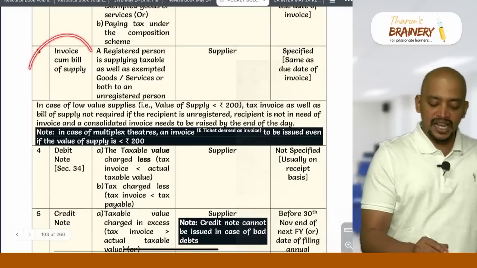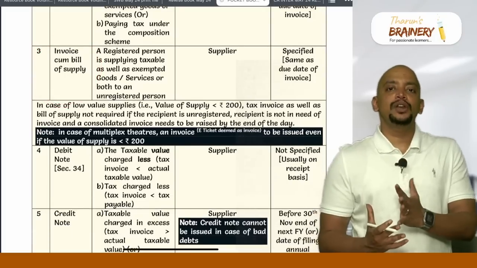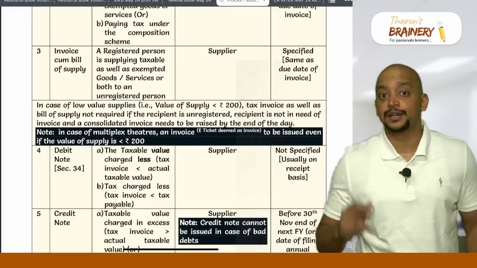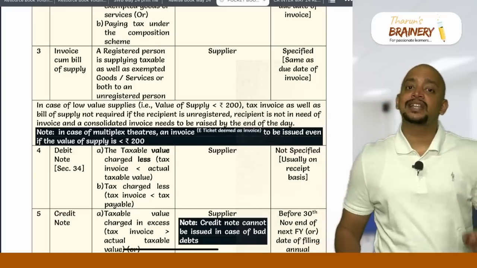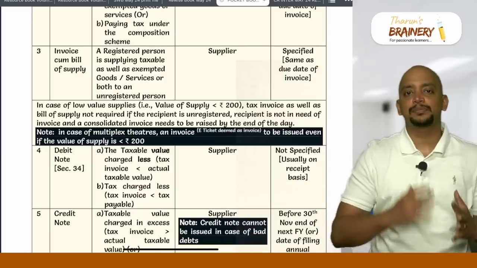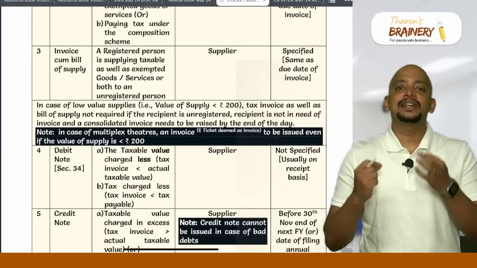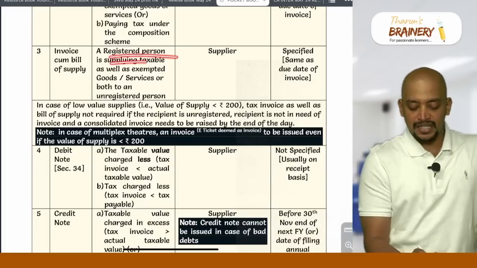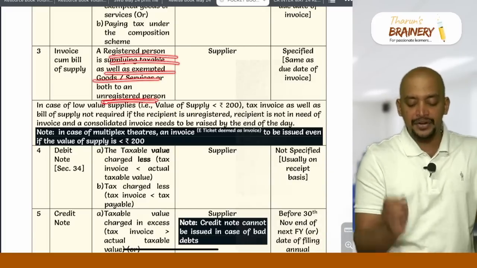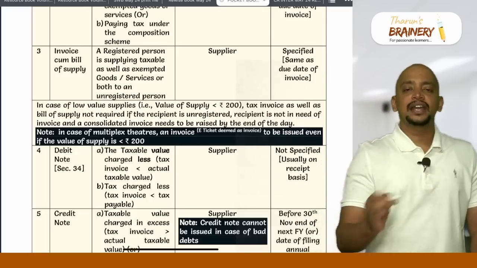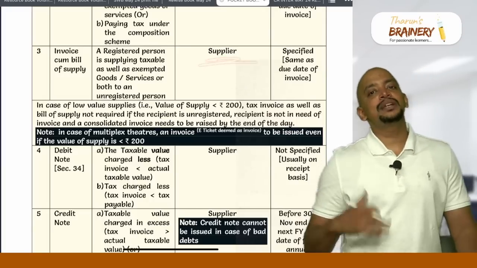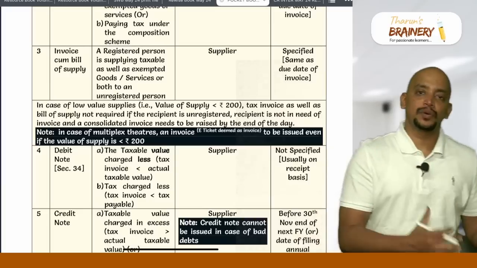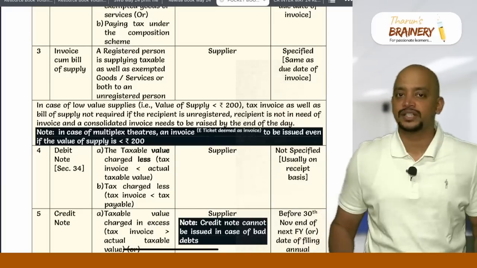Then there is something called invoice cum bill of supply. This is whenever the registered person is making supply to an unregistered person, B2C, and that particular transaction covers both taxable supplies and exempted supplies. Then there will be a single document called tax invoice cum bill of supply that will be given. Remember, it's a B2C. And again, who will be giving? Supplier will be giving. The time limits are the same as what we have seen for tax invoice. The same is applicable for bill of supply as well as the single invoice cum bill of supply.